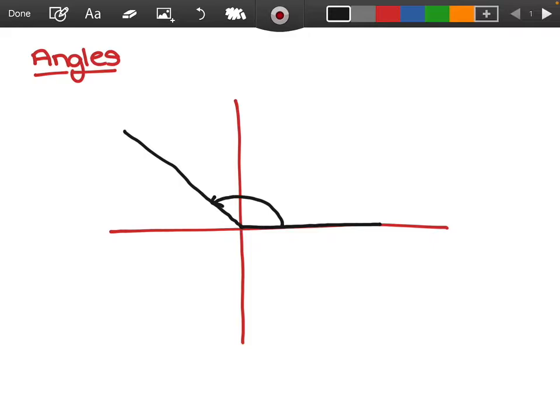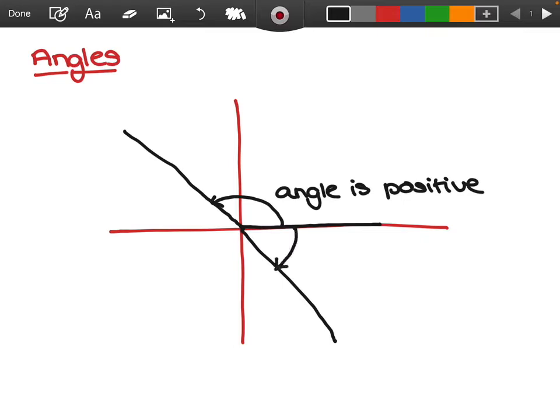Okay. We can sweep out that angle in either the counterclockwise or the clockwise direction. If we sweep the angle out in the counterclockwise direction, like I have here, so I started at that positive x-axis and my second ray was somewhere counterclockwise to it, then that tells me that the angle is positive. If I start at that positive x-axis and I sweep the angle out in the clockwise direction, then this angle is negative.